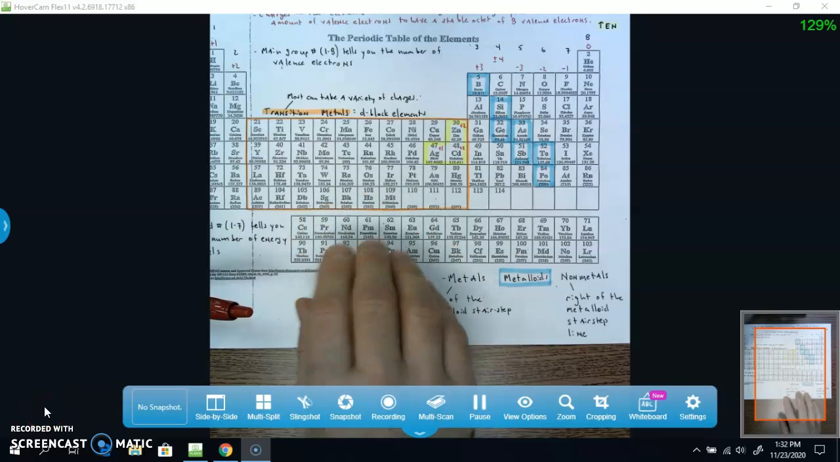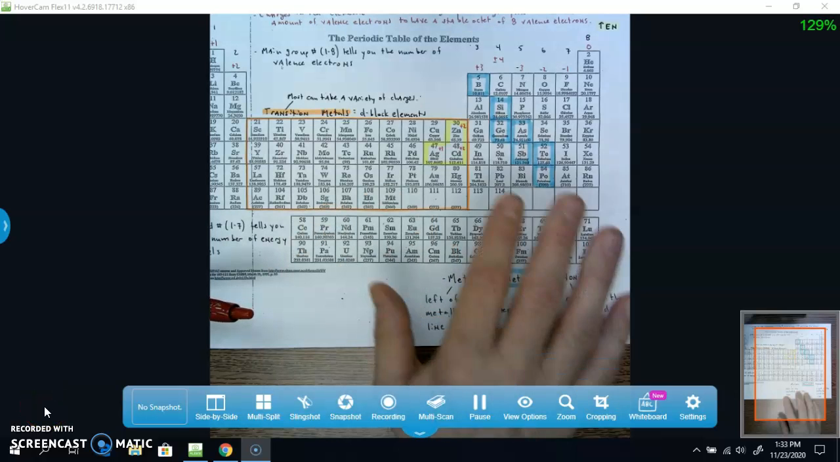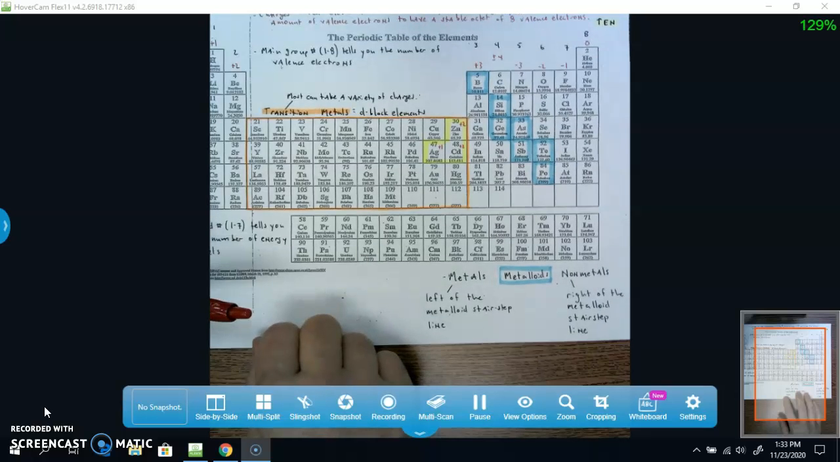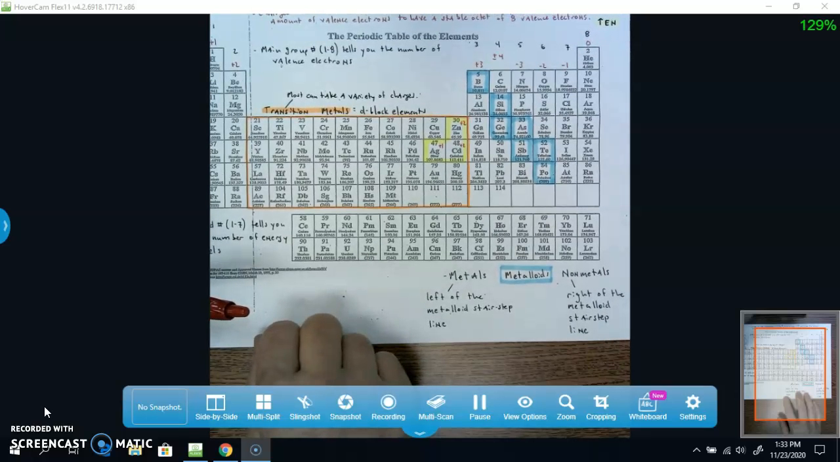Hi everybody. Today we're going to start with a review of the periodic table, some relevant information here, and then we're going to change gears to a POGIL packet on naming ionic compounds.